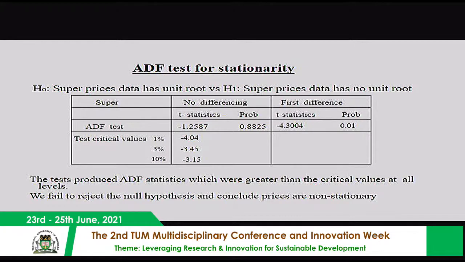So as you can see from there, my H0 was that prices data has a unit root, versus the H1 that prices data has no unit root. On the first one there, the test produces an ADF statistic which is greater than the test critical values at all the 3 levels. But after taking the first difference, it was minus 4.3004, which is lower than the 3 test critical values at 1%, 5%, and 10% respectively. Therefore, we say that the data became stationary after the first difference.